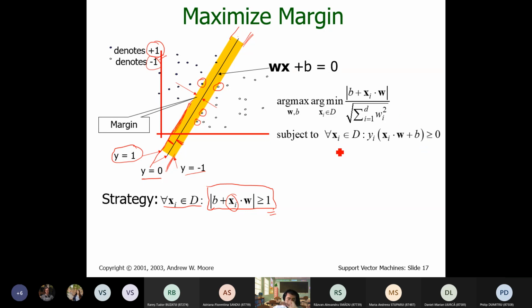So the distance between the point and the classifier is greater or equal to 1 for all the data points. And therefore, if these distances are greater or equal to 1, what will be the minimum value of this? And for what points will we be having this distance?